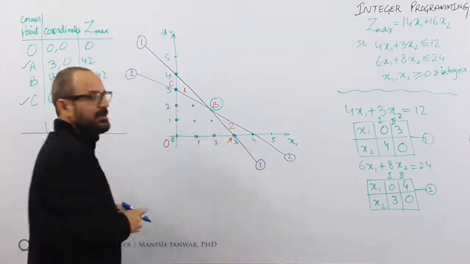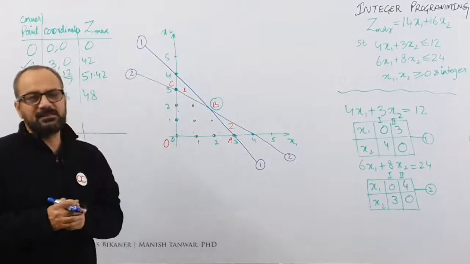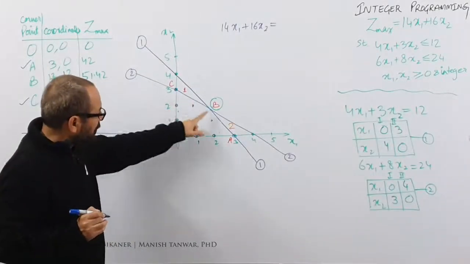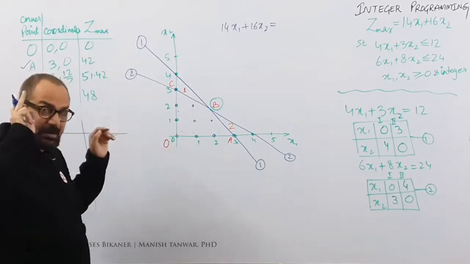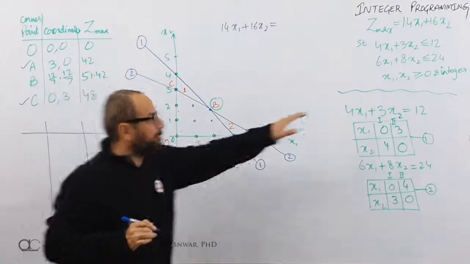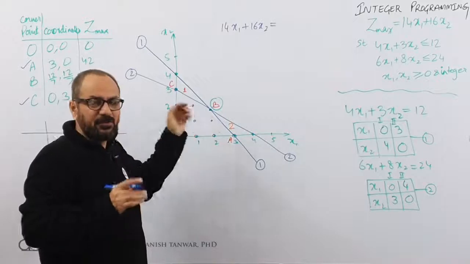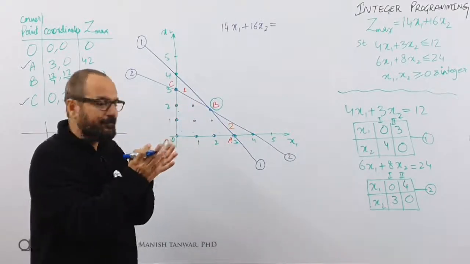All these will give me integer solutions. Now you can go ahead and find your Z for all these values. Now if we have a look at these, all these are integer combinations within my feasible region. But my maximum is coming at B. If I am removing this integer condition, my maximum is coming at B. So obviously my best solution, my optimum solution, lies somewhere around B.